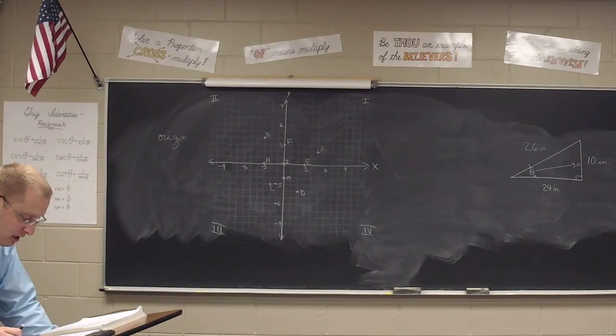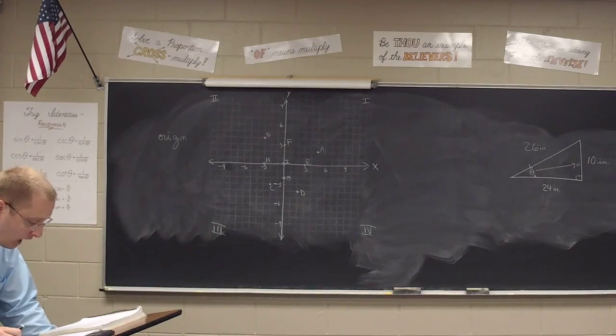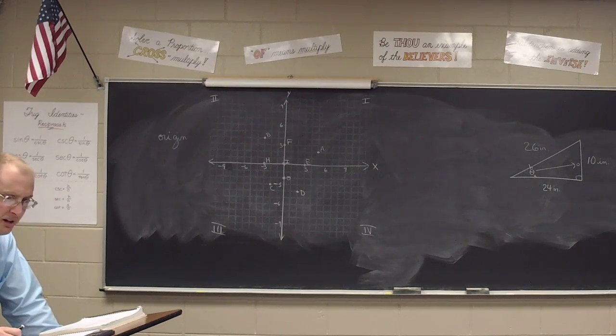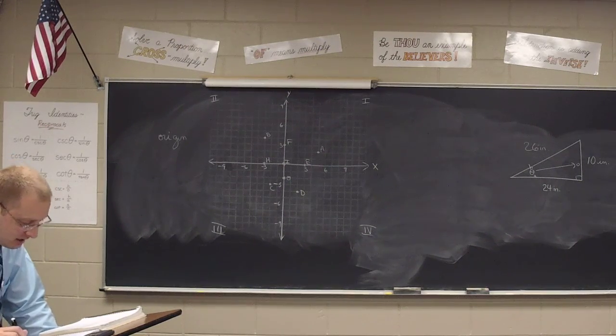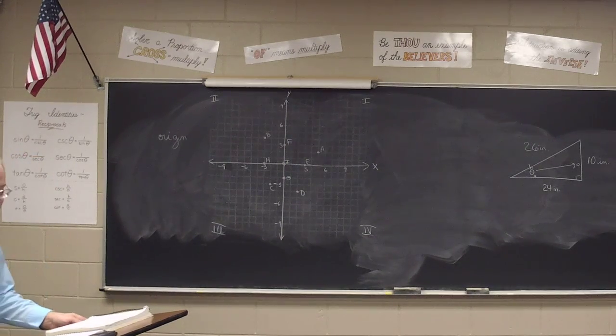Letter D, 1, -3? 4. Forward 1, down 3 puts us in the 4th quadrant. Letter E, 1, 1? 1. Letter F? 2. Letter G? 3. Letter H? 4. It's a pattern. 1, 2, 3, 4, 1, 2, 3, 4. All right, questions on that?